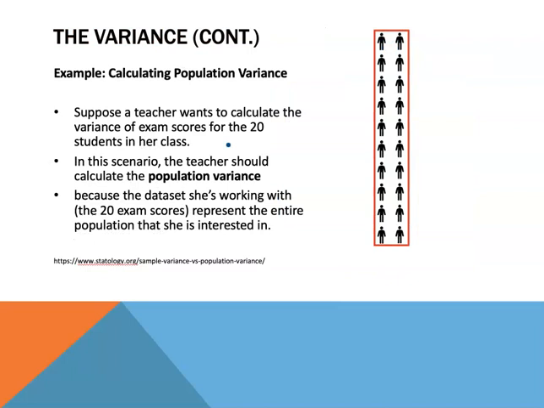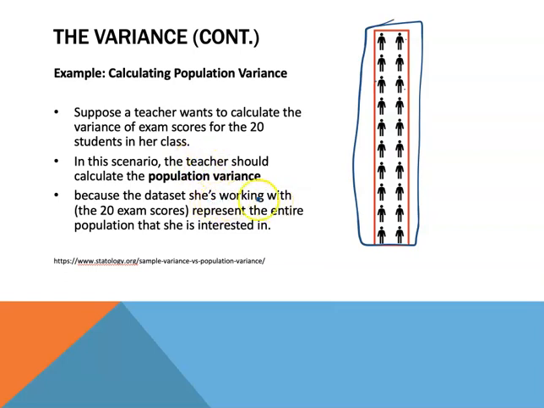Next. So here we have 20 students. Suppose a teacher wants to calculate the variance of exam scores for the 20 students in her class. Okay, she wants to calculate the exam scores. So in this scenario, the teacher should calculate the population variance because this is her data. The data is the population itself. It's not a chunk of some other data, it is the actual data. So she can use the population variance equation.